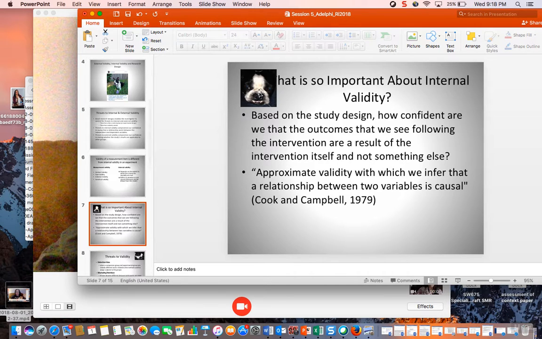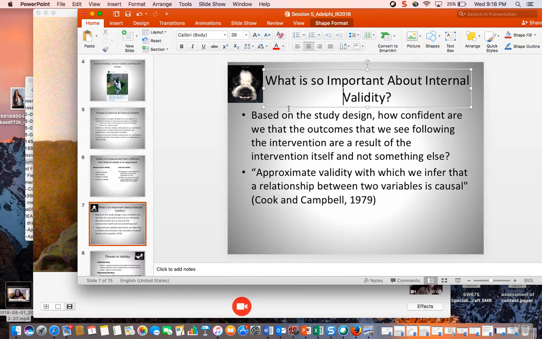Okay, so why is internal validity so important? Why do I put pictures of my dog? Because it is somewhat of a boring concept. I think it's interesting, but not everybody does. So I often put pictures of my dogs here. My dog Lulu here.